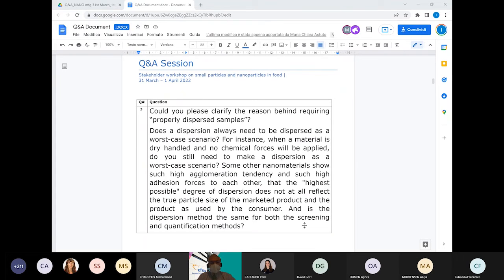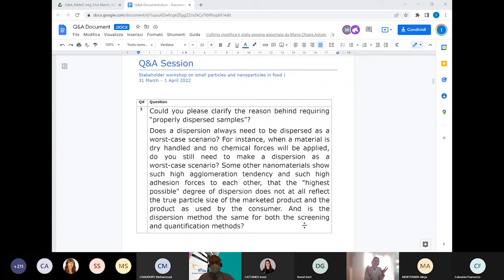It's related to the dispersion and the properties of dispersed samples. And I will give the floor first to Agnes and then Francesco to respond. Agnes, please. Yeah, thank you. So the question is, could you clarify the reasoning behind requiring properly dispersed samples? So does it always need to be dispersed as a worst case scenario?